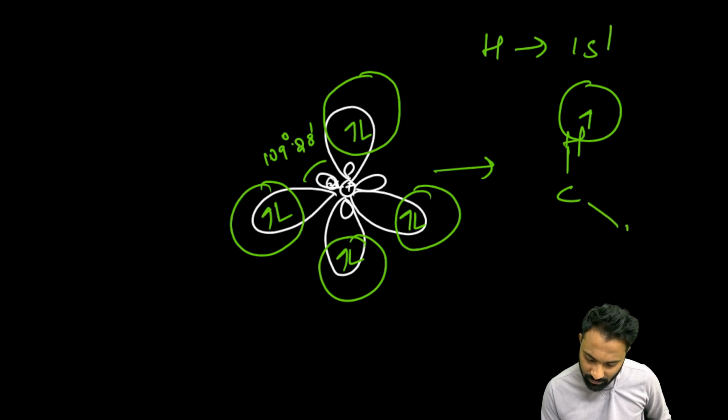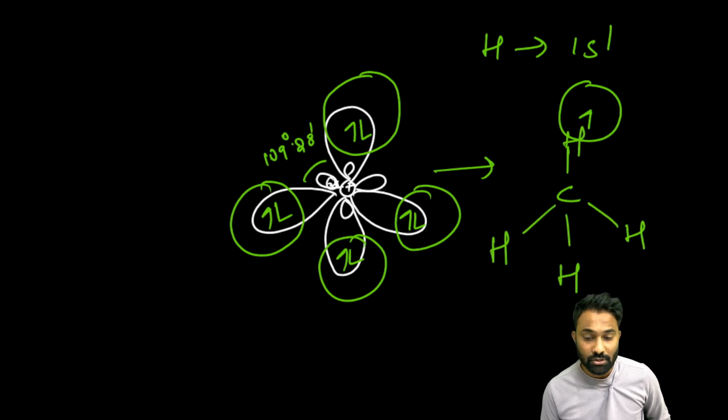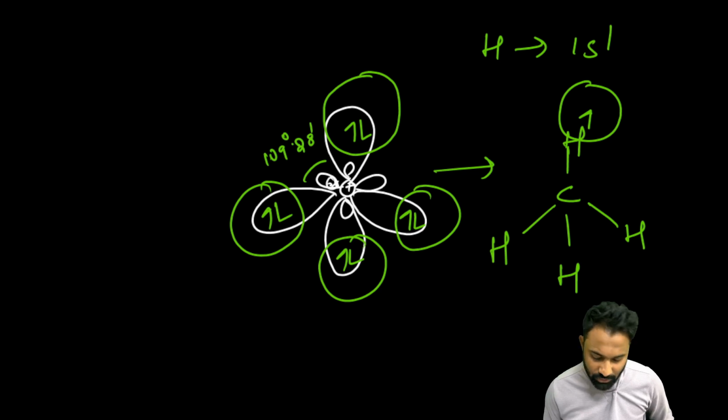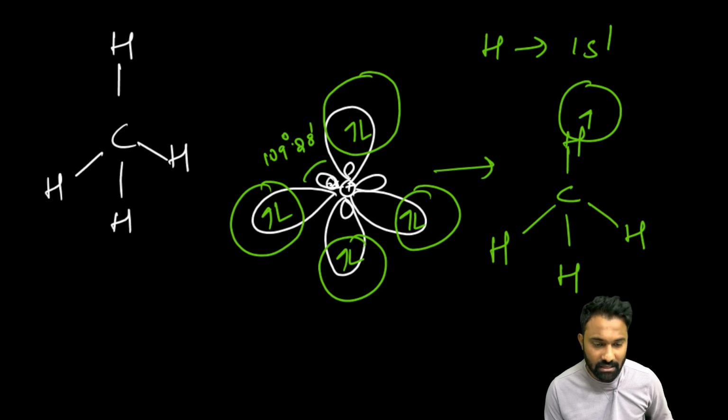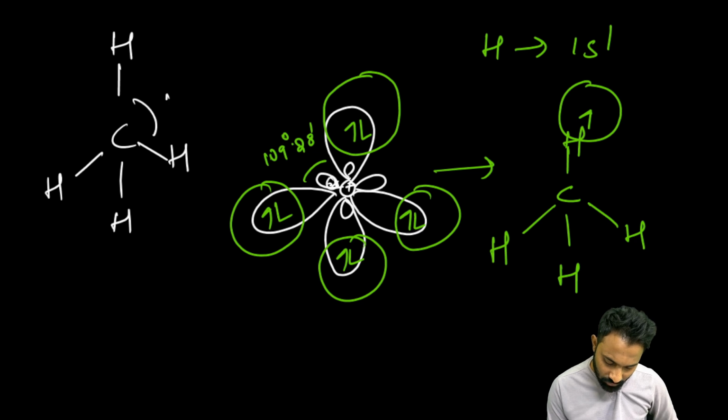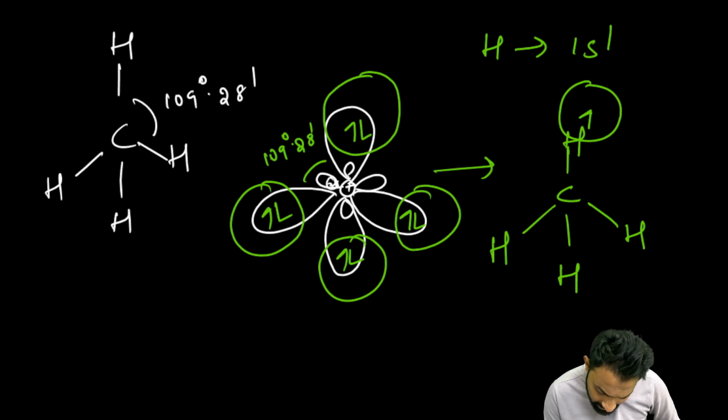Here the carbon and the hydrogen, here the carbon and the hydrogen, here the carbon and the hydrogen, here the carbon and the hydrogen, it has been formed, right? Now they will ask what is the bond angle between them. Here the bond angle between them is 109 degrees 28 minutes.